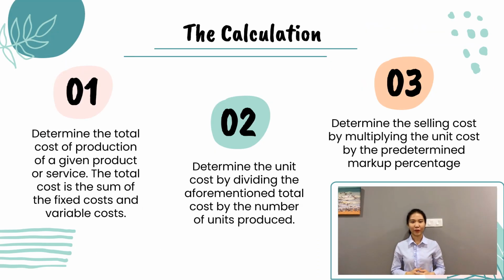Next, what is the calculation of variable cost based transfer pricing? Step 1: we need to determine the total cost of production of a given product or service. The total cost is the sum of the fixed cost and variable cost. Step 2 is to determine the unit cost by dividing the aforementioned total cost by the number of units produced. Step 3 is to determine the selling cost by multiplying the unit cost by the predetermined markup percentage.